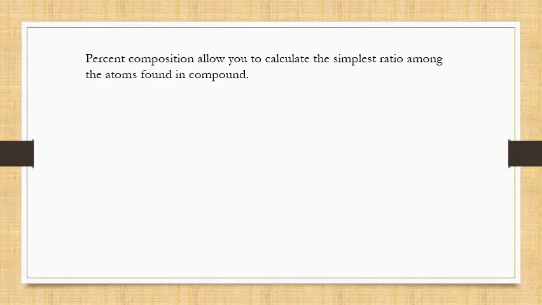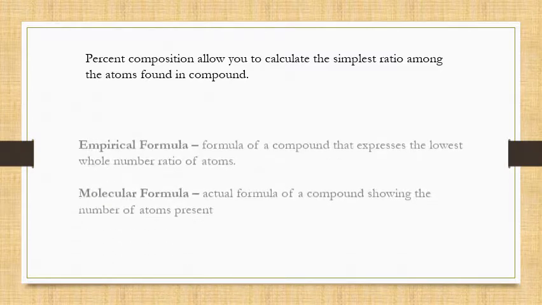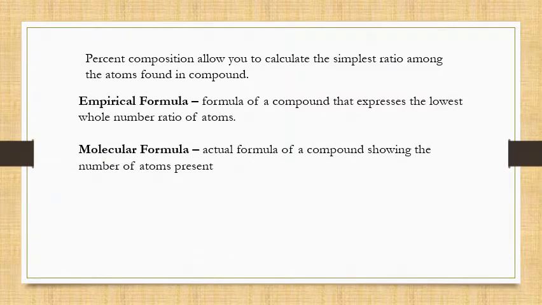And percentage composition is also quite powerful in chemistry, because it allows us to calculate the simplest ratio amongst those atoms found in a compound. And that's essentially what an empirical formula is. An empirical formula is the formula of a compound that expresses the lowest whole number ratio of atoms in that compound. And a molecular formula is the actual formula of the compound showing the number of atoms present.